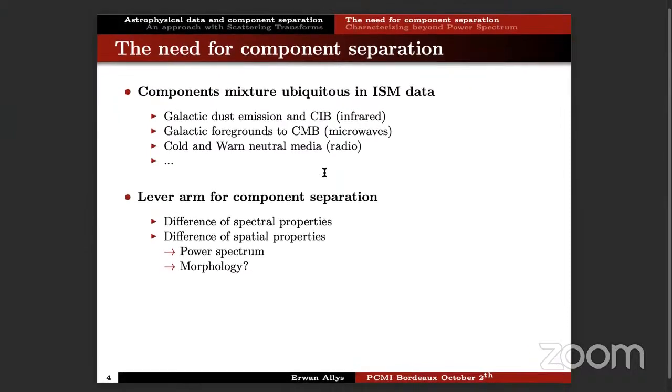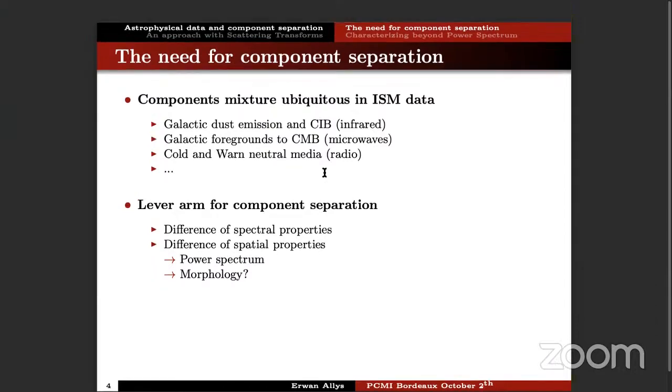If you want to do a component separation, you have different lever arms. You can use the difference of spectral properties between the different components. We saw already a few talks on that, and we will see other talks, so I won't discuss that more. You can also use the difference of spatial properties. A lot of work exists on the power spectrum, but as we will see, the power spectrum does not characterize the spatial morphology, the structures that you see in the image. Edith talked, for instance, about these kinds of structures, which have huge importance. And you can try to take the morphology into account to do this component separation.